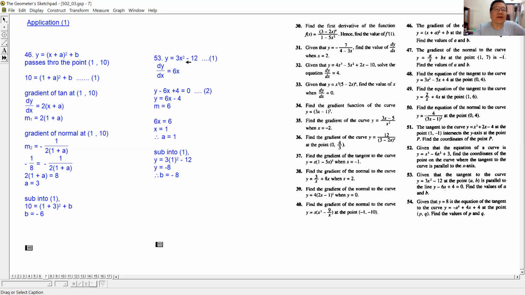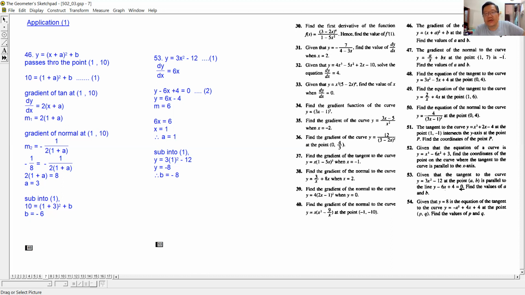Okay, so this question is about dy dx, so I find dy dx. Very simple. dy dx is just 6x. Differentiate 3x squared, you get 6x. Differentiate 12, you get 0. So I keep this gradient function, the dy dx. Now I look at the question again, right? They say the tangent to the curve is parallel to this line. I copy this line: y equals 6x.